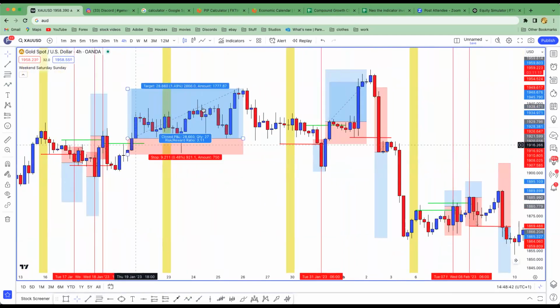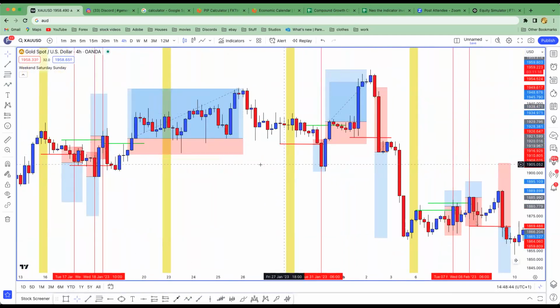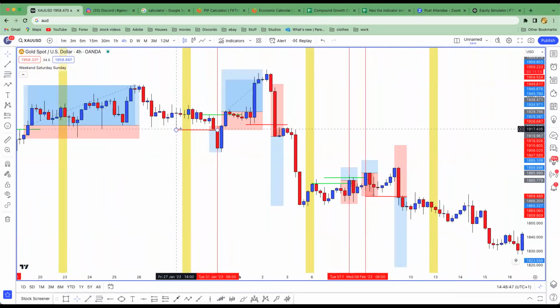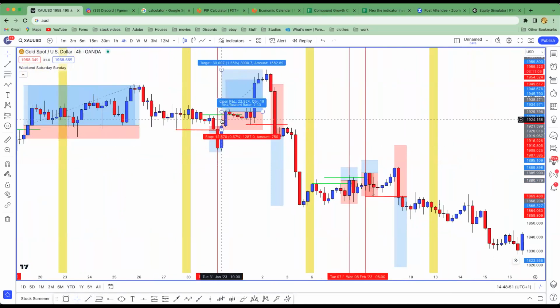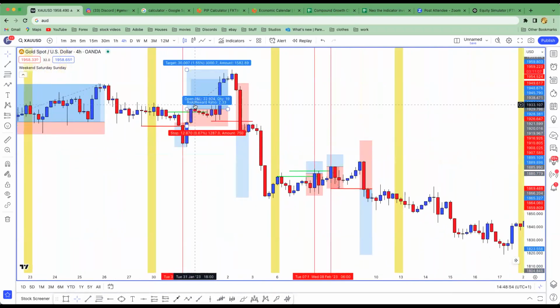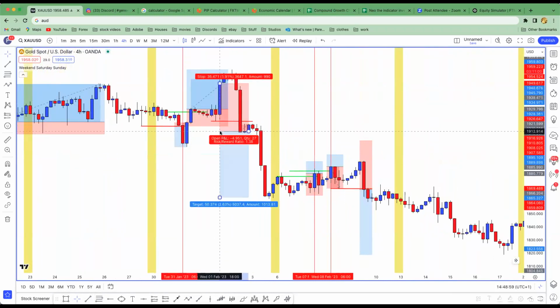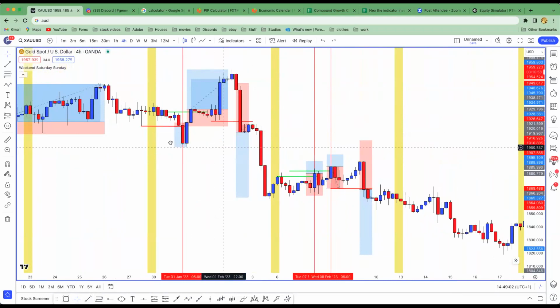So, of course, this last one was a winner. This was a 3R trade for our winner. And then we had a loser over here with this candle breaking out. And then, of course, price action buying back up. We had a winner here for a 2.3R trade when we had the breakout of this level here. And then here we had another winner.